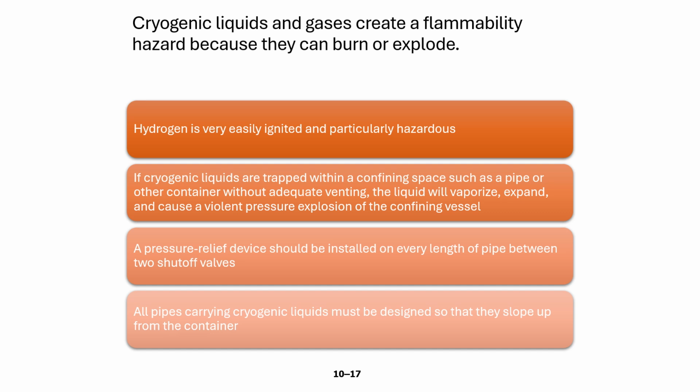So all pipes that carry cryogenic liquids have to be designed so they slope up from the container to avoid the possibility of trapping fluids inside them. So they're going to pitch back so that there's no potential of having any type of material be trapped.